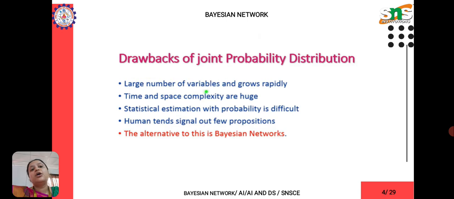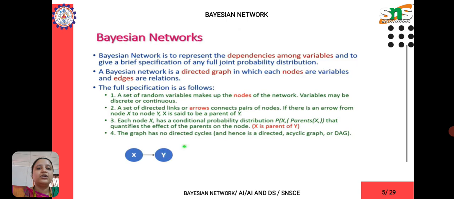So what is the drawback of the joint probability distribution? The first thing is that the number of variables is large and grows rapidly. Time and space complexity are really huge. Statistical estimation with probabilities is difficult. Humans tend to lose track beyond a few proportions. The alternative to this is the Bayesian network.